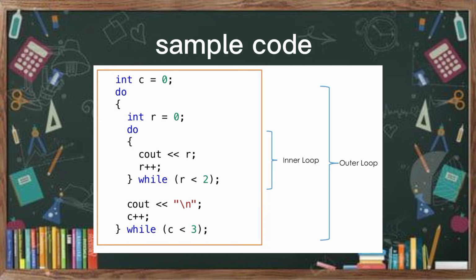It then goes to the next statement just below the inner loop where it prints a new line and then increments the value of c. The value of c now becomes 1. The same process will follow until the condition in the outer loop gets false. The output is 0, 1, 0, 1, 0, 1.